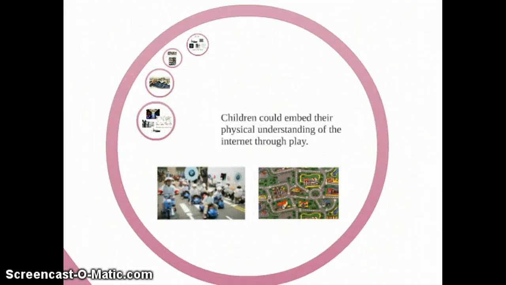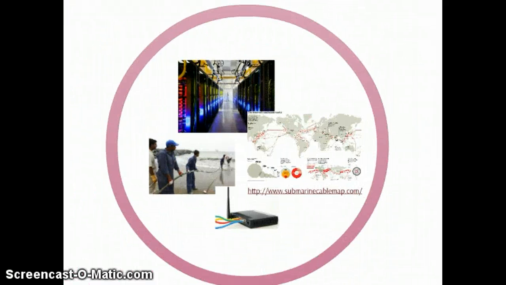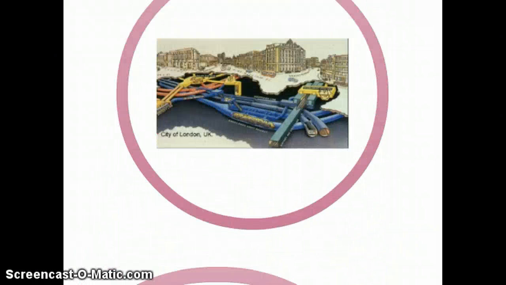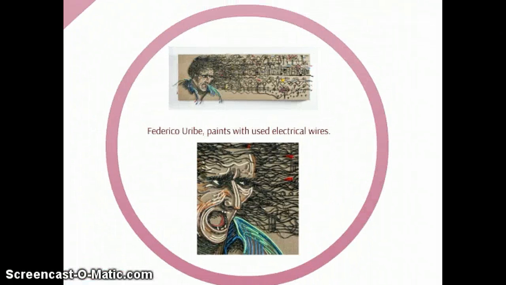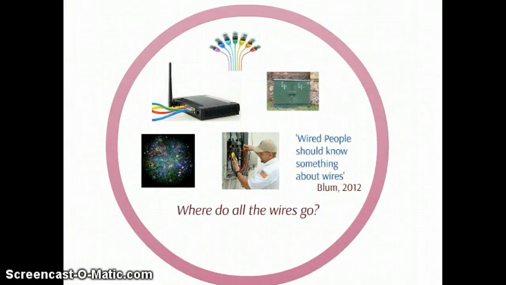Children could then explore the physicality of the internet through play, as well as considering some of the more physical aspects of the internet, such as farms, wires and routers. The children could contemplate what our city would look like if we could see all of the wires, which as an art specialist would be a really interesting art project too. The children could then undertake some project-based learning, such as where do all the wires go?